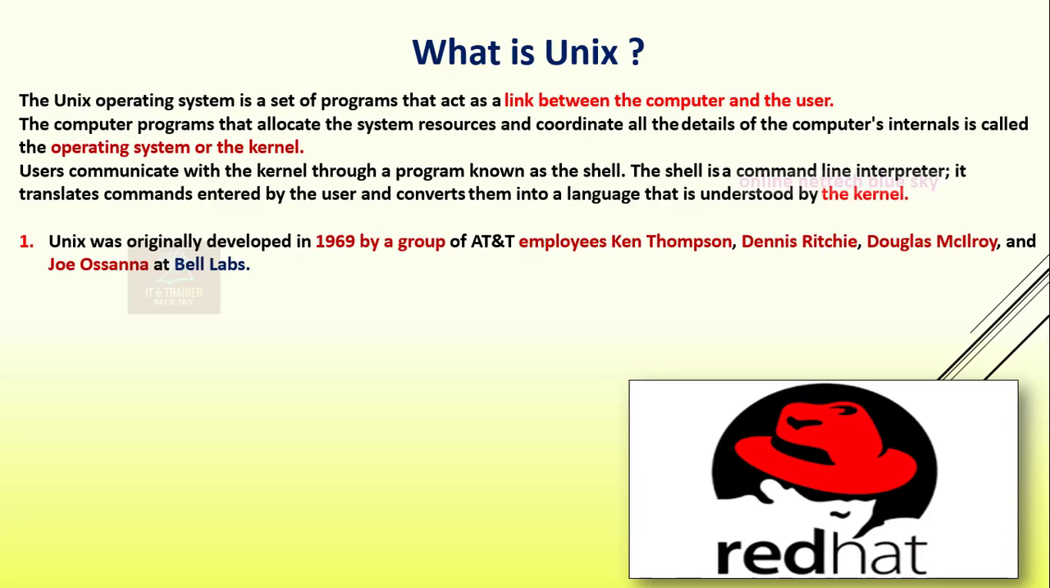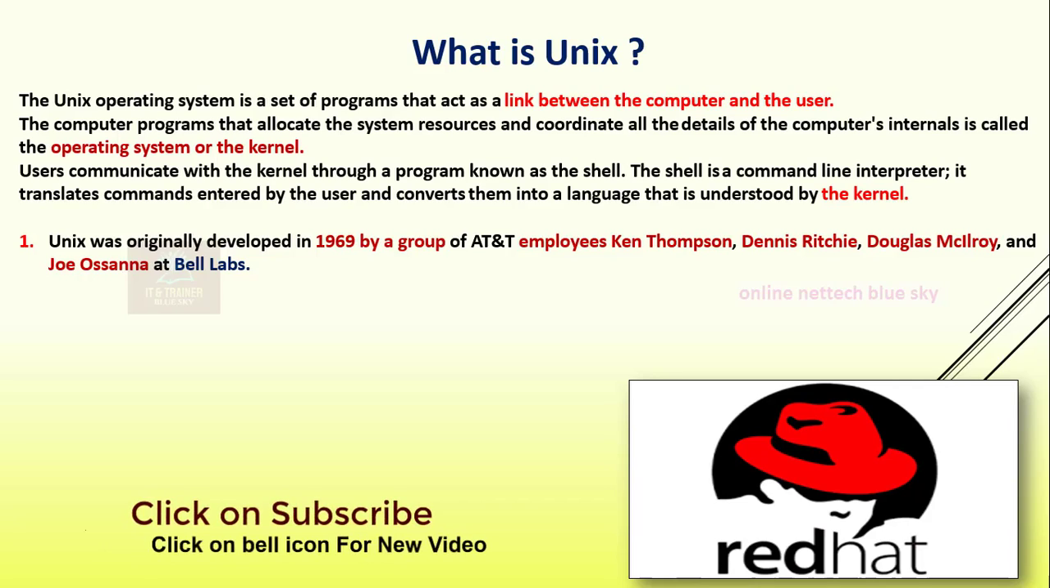First, Unix was originally developed in 1969. The Unix operating system was originally developed by a group of AT&T employees, Ken Thompson, Dennis Ritchie, Douglas McIlroy, and Joe Ossanna, at Bell Labs. So it was developed at Bell Labs and the group name is AT&T.